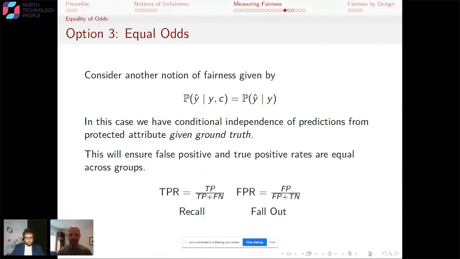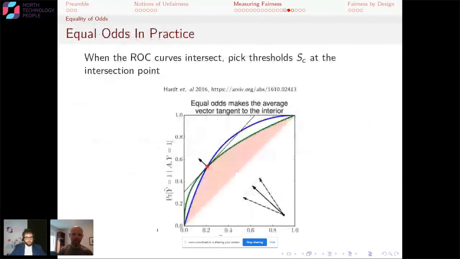Another way to say that is that we want both the true positive rate and the false positive rate, also known as recall or fallout, to be the same. And by extension, you also hear this referred to as balanced error rates, because the false positive rate is obviously a false positive rate, and the true positive rate is one minus our false negative rate. So therefore, the rate at which we're making errors is the same. Again, this is given whether or not they deserve that favorable outcome, the ground truth.